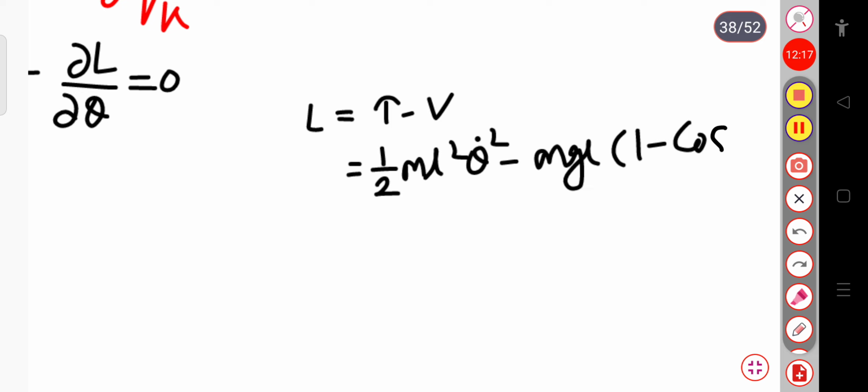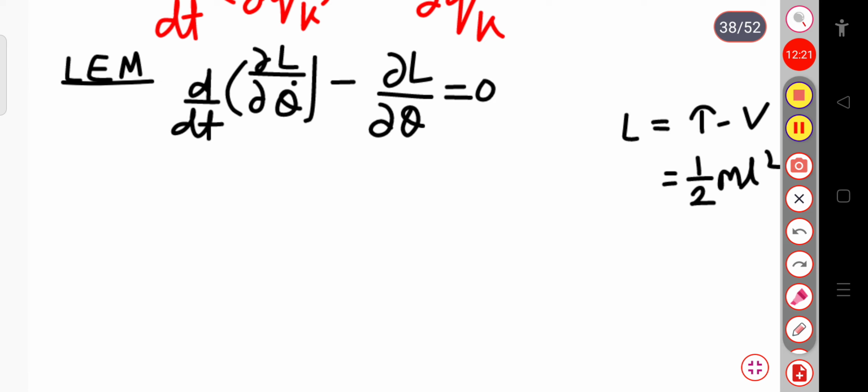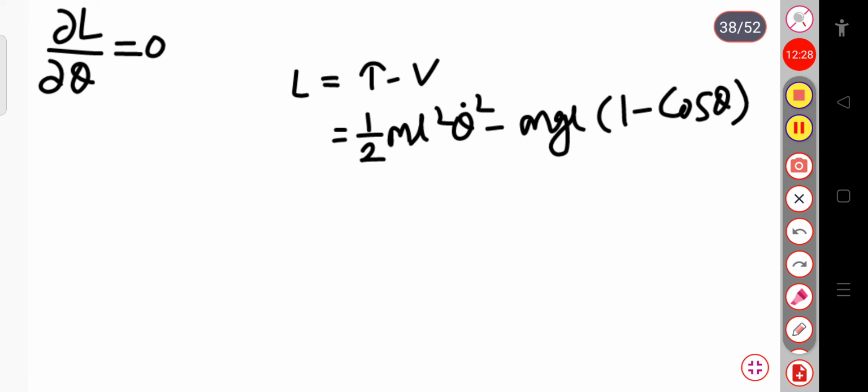Now if we take the derivative, first you have to calculate ∂L/∂θ, and then you have to calculate ∂L/∂θ̇. Let me calculate ∂L/∂θ first. Here you can see only in this term the θ term is present. Since we are taking the partial derivative, the other term goes to 0. So this is minus mgl into minus cos θ, that is plus mgl cos θ.